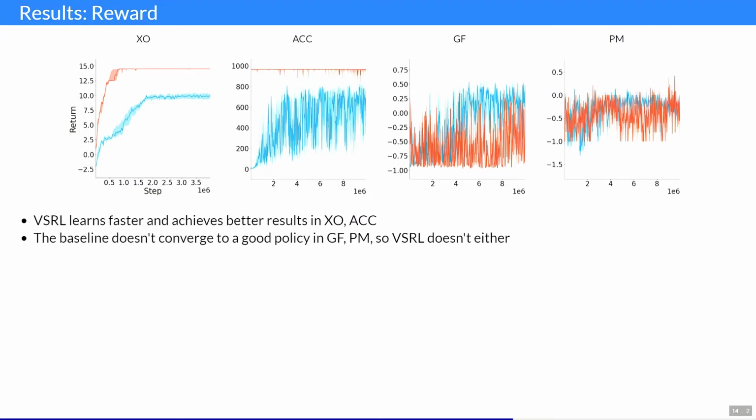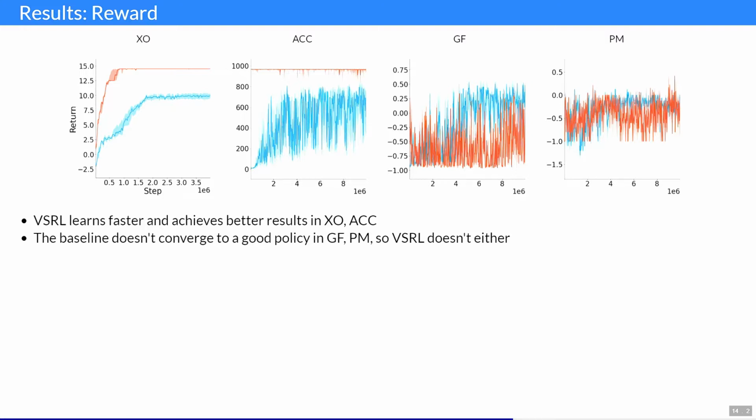Next, we look at the results for reward optimization. So for the first 2 environments, PPO is able to learn a pretty good policy by the end of training for XO and for ACC, though the results are much noisier in the ACC environment. And in both of these, VSRL is able to learn a better policy and to learn more quickly, as we expected in ACC, because enforcing safety makes it so much easier in that environment to learn not to crash into the lead robot when you're remaining close to it.